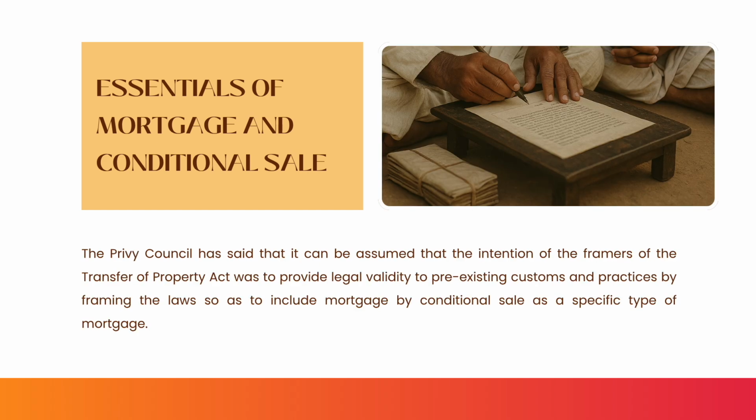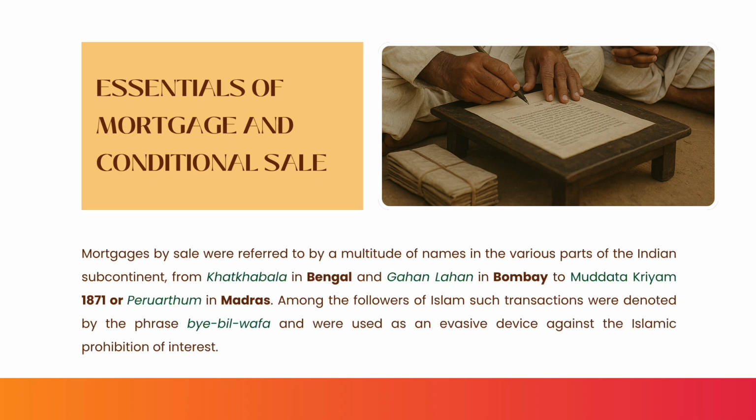The Privy Council has said that it can be assumed that the intention of the framers of the Transfer of Property Act was to provide legal validity to pre-existing customs and practices by framing the laws so as to include mortgage by conditional sale as a specific type of mortgage. Mortgages by sale were referred to by a multitude of names in the various parts of the Indian subcontinent, from Kachcha bala in Bengal and Gahan Lahan in Bombay, to Mudatta Kariyam or Perutham in Madras.